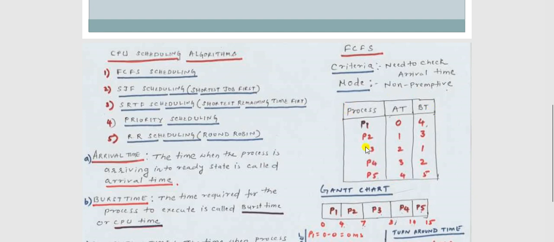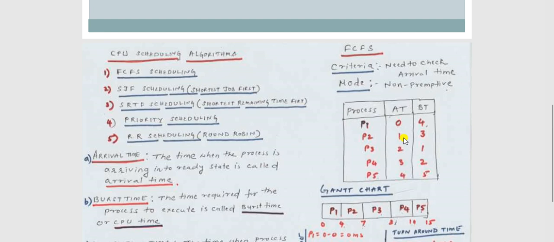So this is the table which is given in the problem. In that there are three columns: process, AT and BT. Totally 5 processes are there. Corresponding to those processes, arrival time as well as burst time are mentioned. For P1, arrival time is 0 and burst time is 4. P2, arrival time is 1, burst time is 3.